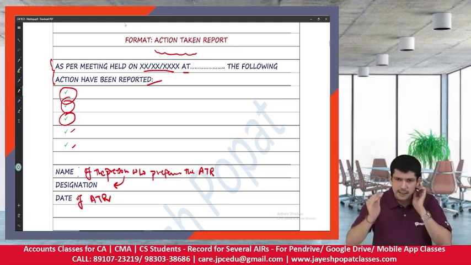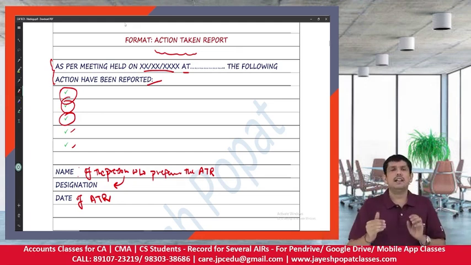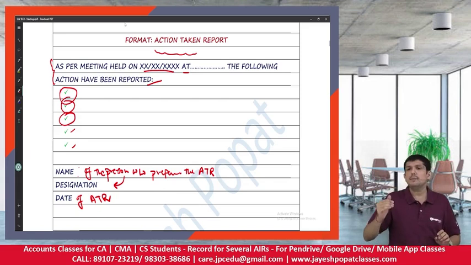So by this we are done with the format of the agenda, the format of the minutes of the meeting, and the format of the action taken report.